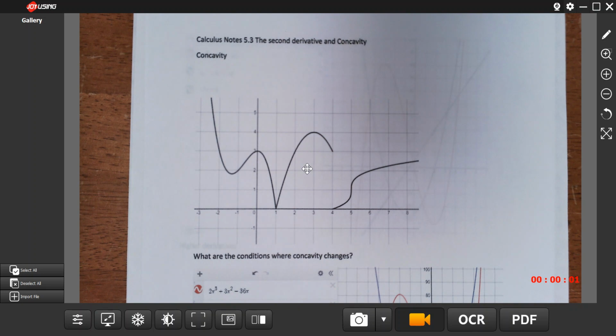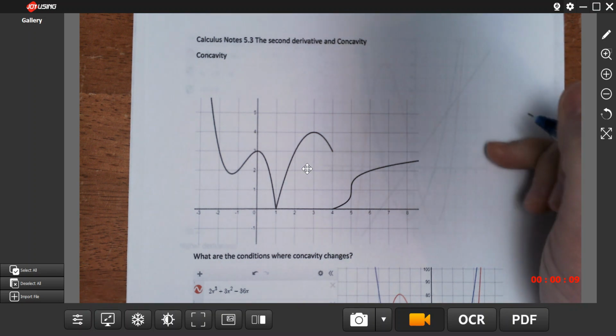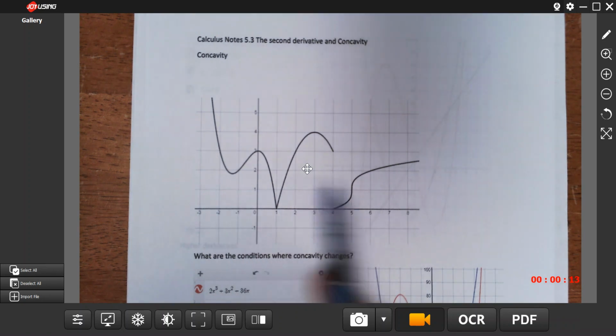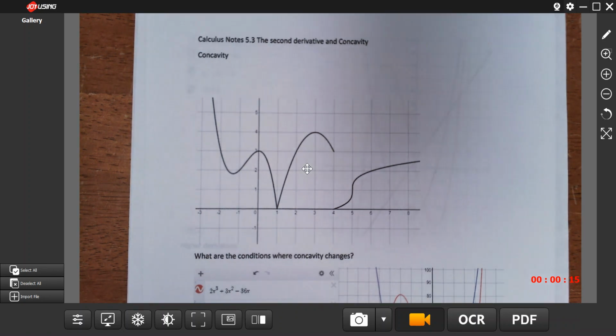Good morning, calculus students. These are going to be the notes on section 5.3, and this is about the second derivative and concavity. So here we go. We're going to start by looking at this graph that has a variety of things going on, and we're going to talk about concavity.